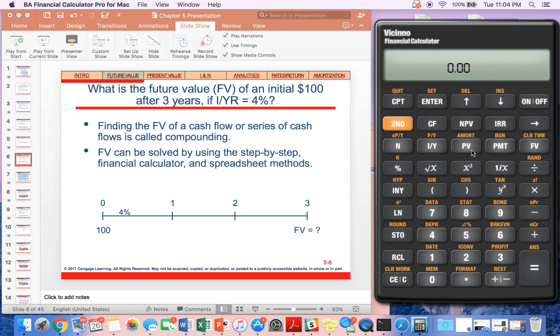PV stands for present value. So it's the current value today, the value of your money. PMT, or payment, otherwise known as an annuity, is just like that timeline we just looked at, where there's a reoccurring cash flow in the series of cash flow. And then FV stands for your future value. So what is the future value of my cash flow stream, or what is the future value of my lump sum of money?